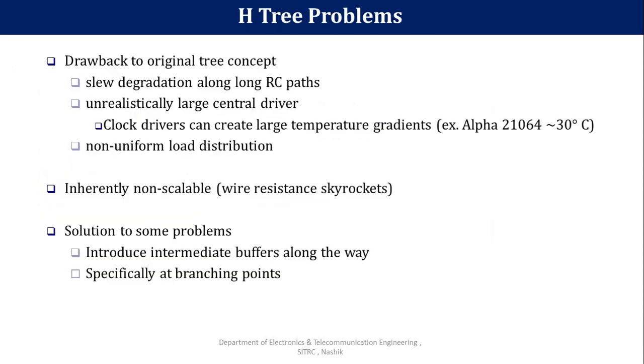Now, what are the drawbacks of this ST network? The drawbacks are slew degradation along with the RC path. Okay, because of sometimes a long network, and because of this resistance and capacitance which plays an important role, or which affects this clock tree clock distribution, hence the slew degradation along with the RC path takes place.